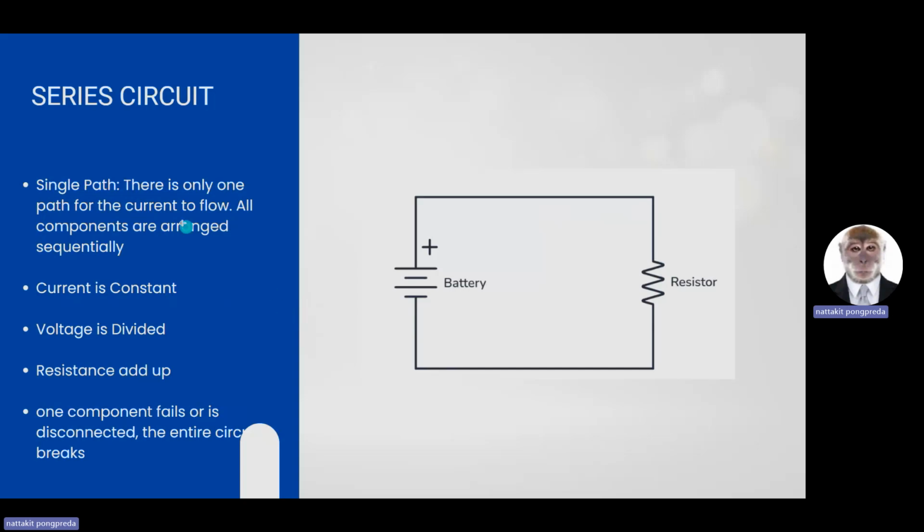In a series circuit, there is a single path. There is only one path for the current to follow from the positive terminal to the negative terminal across the components, which are connected sequentially. In a series circuit, the current is constant. Voltage is divided throughout. Resistance adds up, and if one component fails or is disconnected from the circuit, the entire circuit just breaks.